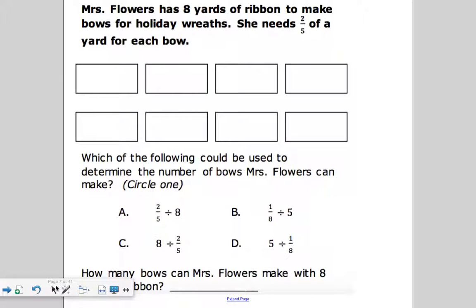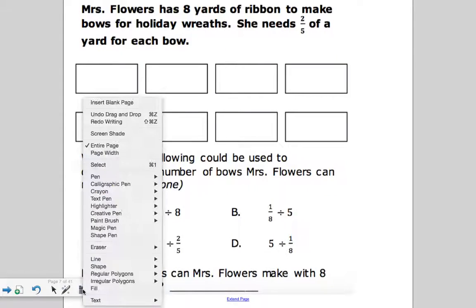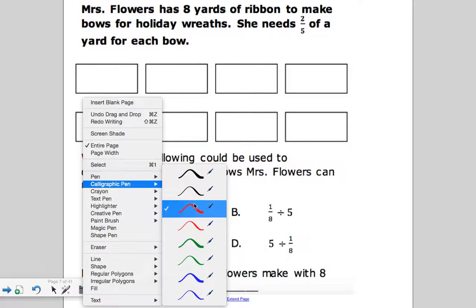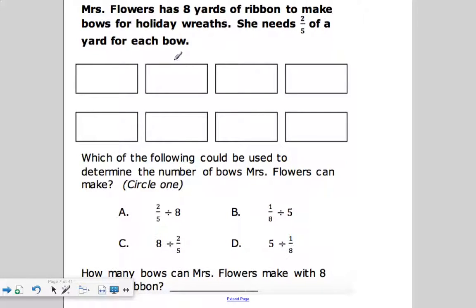Mrs. Flower has 8 yards of ribbon to make bows for a holiday wreath. You see the ribbons. She needs 2/5 of a yard for each bow. Which of the following could be used to determine the number of bows Mrs. Flower can make? She started with how many yards of ribbon?